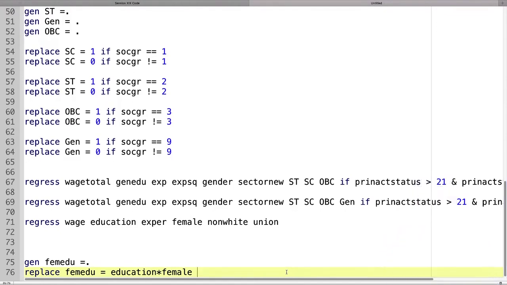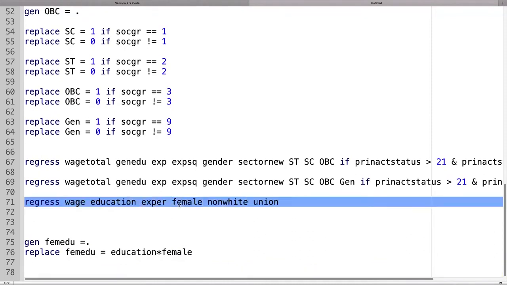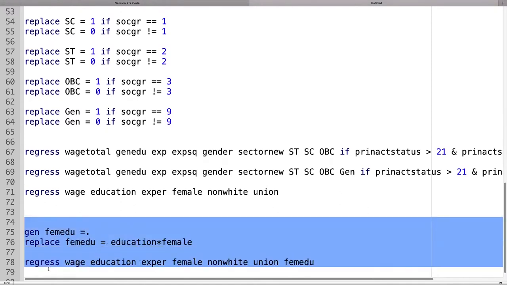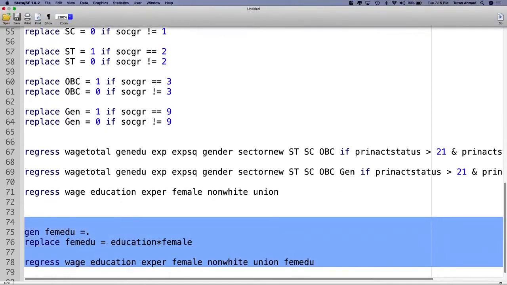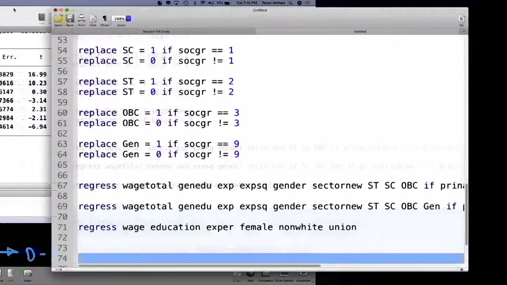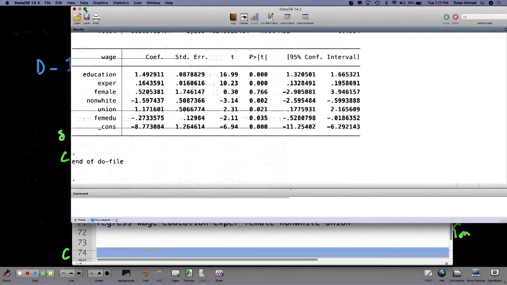Let me run it and add all these variables in my regression, and here we will have this new variable fem edu. Let me run all the 3 equations. All right, let us see how it behaves. We have run it and let us see the result here. We got some result, so let us try to interpret it.